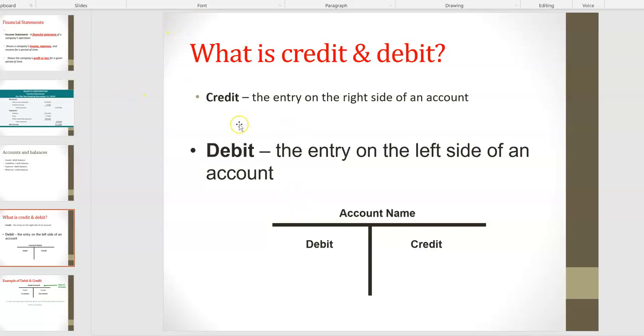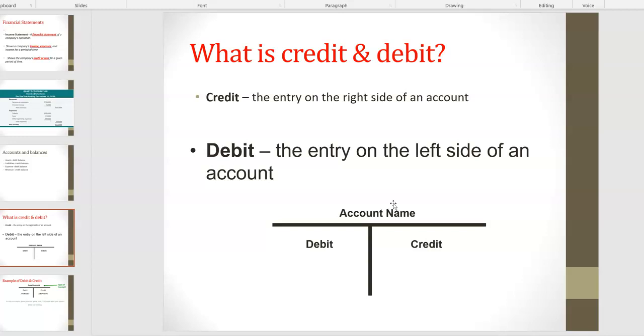So a debit is an entry that's made on the left-hand side, and a credit is an entry that's made on the right-hand side. What we see here is an example of something called a T chart or a T account. And a T account is used to summarize or record transactions for each account. So when you think about accounting, remember what we're doing is we're recording all of the financial transactions, or all of the things that happen within a company related to money.